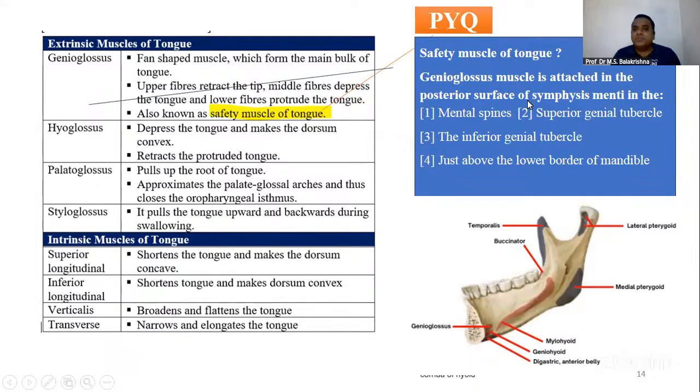So some PYQ: safety muscle of the tongue, which is called the safety muscle of the tongue, that is your genioglossus, and it is attached to the posterior surface of symphysis menti. Here, genioglossus, your genial tubercles are there. Where is it? Mental spines, superior genial tubercles, inferior genial tubercles are just above the lower border of the mandible. So it is basically the superior and inferior, four are there, two superior, two inferior. So it is attached basically to the superior genial tubercles.